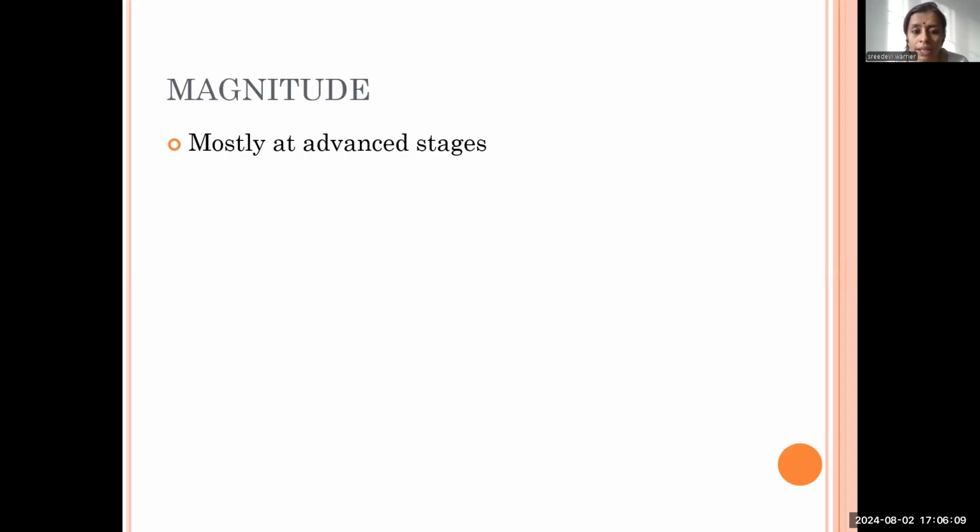Can someone say which is the most common cancer which can cause bowel obstruction? What is the most common site of cancer that will present with, or there's a chance that you can see, bowel obstruction as one of the complications? The most common cancer associated with MBO. I'll wait for some response in the chat or you can unmute and talk. Dr. Neeta is telling esophageal cancer. Any other response?